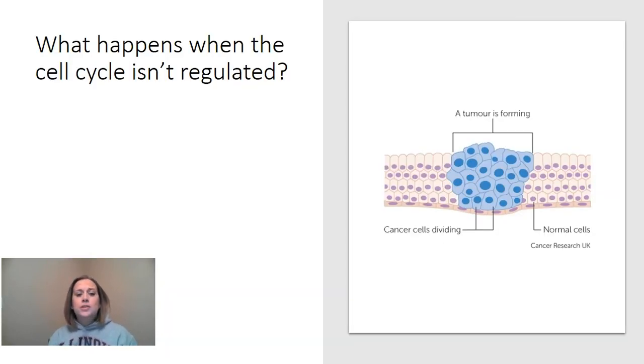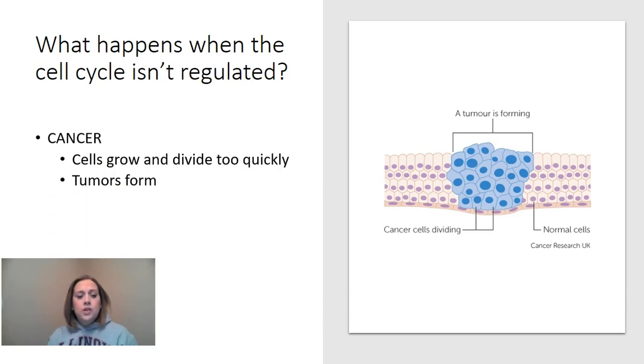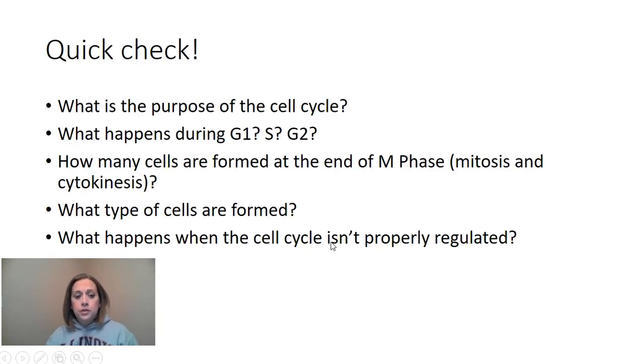So now what happens when the cell cycle isn't regulated? Well, we can end up with something called cancer, and this is when cells grow and divide too quickly, and you can end up with tumors forming. So here you can see you've got a bunch of normal cells on either side of this big blue bunch, and these normal cells are in a pretty orderly fashion. They're in nice rows. They're organized nicely, and then you've got this big group in the center, and this is a tumor forming. And so you end up with cells that are growing and dividing too quickly, they run out of room, and they form a tumor.